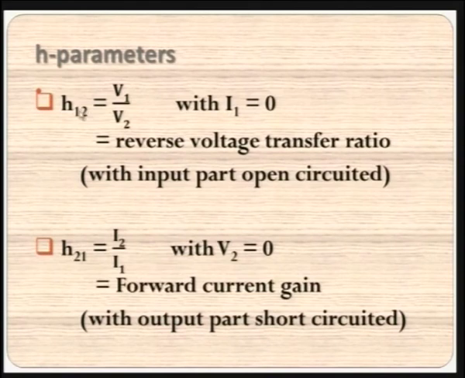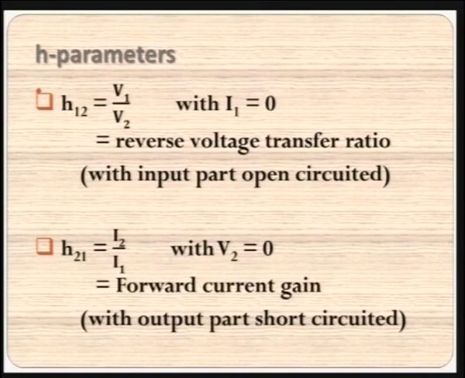Now, we know the impedance, output admittance, what they mean. And the H12 is obtained by taking I1 equal to 0 in the previous equation that we have written. It is called the reverse voltage transfer ratio. It is written as V1 divided by V2. It is also called the voltage gain, but in an inverse way we have taken. When we call that a gain, it is V2 divided by V1.